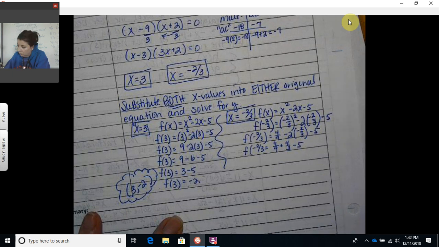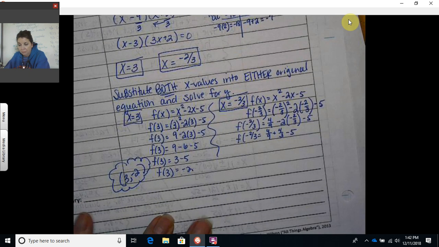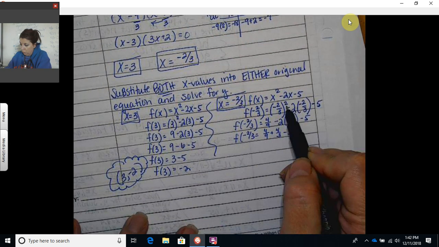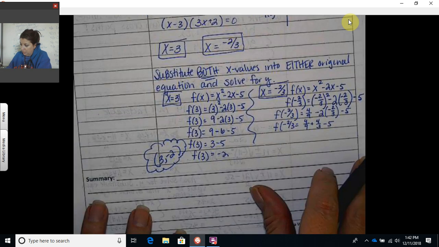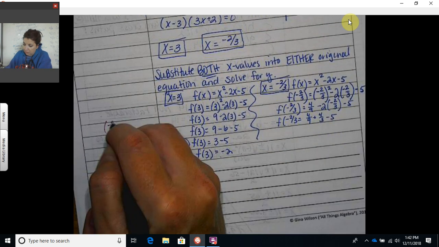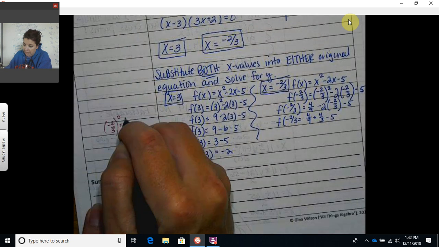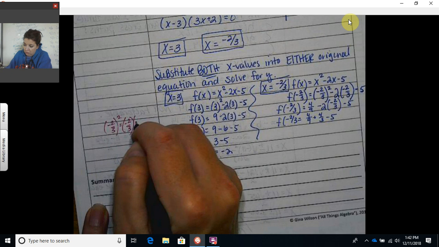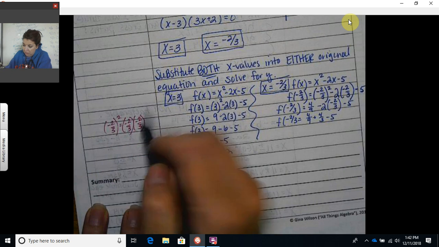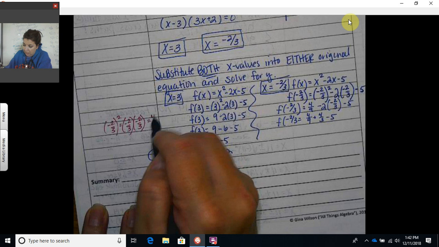You'll probably want to see my fraction math, don't you? I'll find a thin pen. So negative 2/3 quantity squared, I got 4/9. I did that, I'll show my math over here. Negative 2/3 quantity squared means negative 2/3 times negative 2/3. You multiply fractions, numerator times numerator, denominator times denominator. That's how I got 4/9.